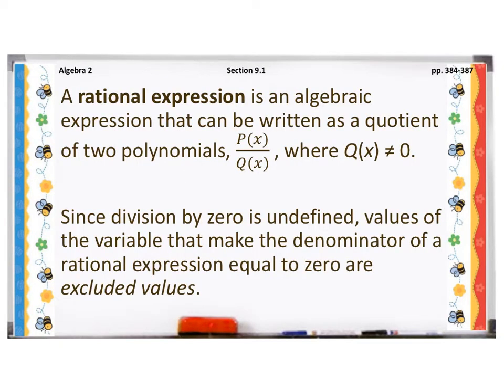A rational expression is an algebraic expression that can be written as a quotient of two polynomials, P of x and Q of x. But Q of x cannot equal 0. Since division by 0 is undefined, values of the variable that make the denominator of a rational expression equal to 0 are excluded, sometimes called extraneous. I've even heard of them called undefined values. This book calls them excluded values.